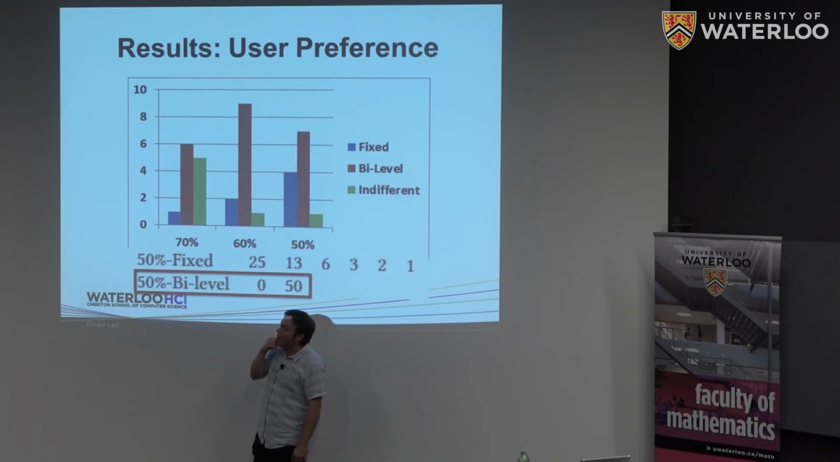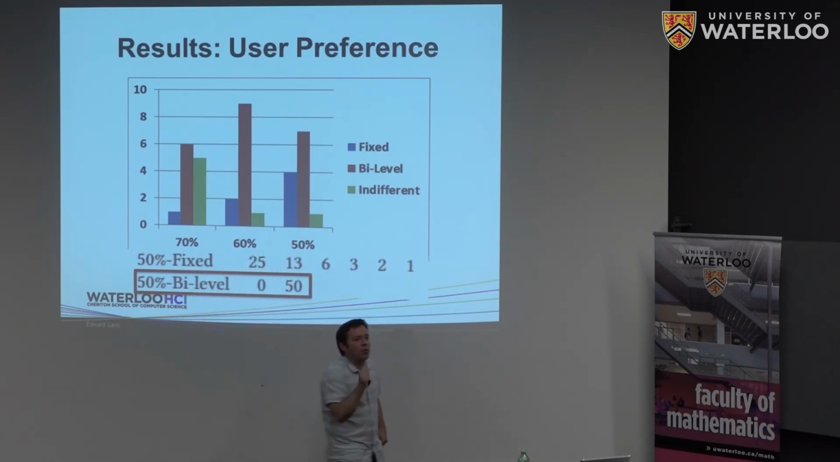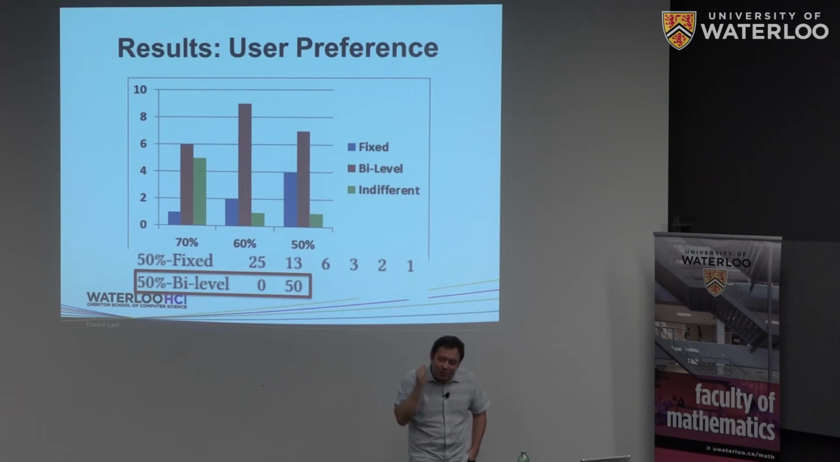If you want to talk about experimental design, this experiment was poorly designed, and it was poorly designed because there's an indifferent option. If you're ever running a user preference study, never put an indifference option. It's called forced choice, and if it's 50-50, that means there's no difference.